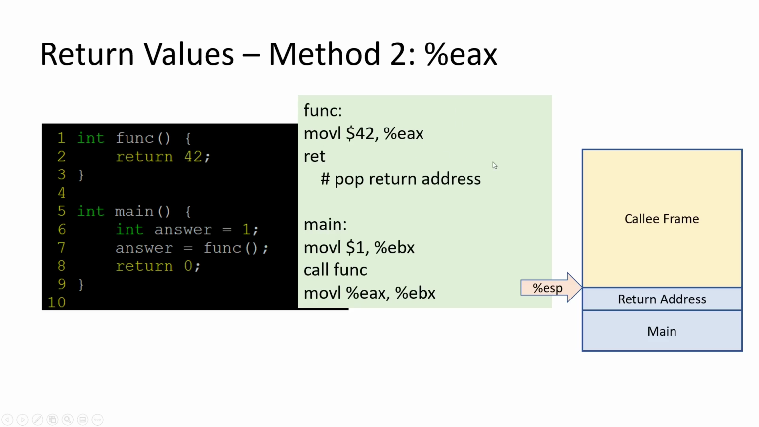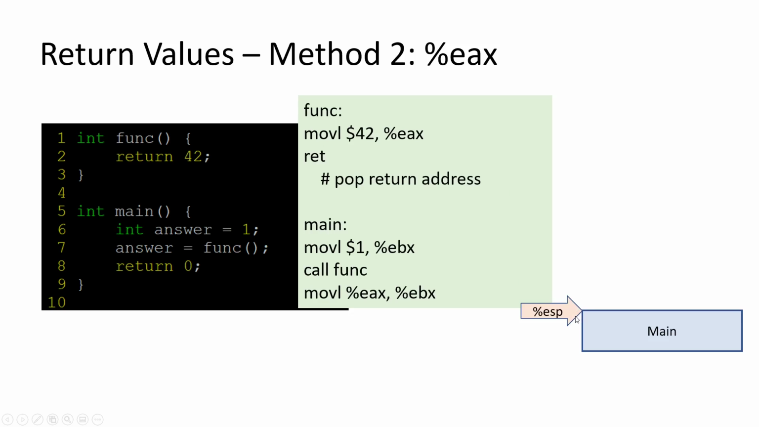So it just moves it straight in there. And then when it returns, it just pops the return value off. The stack pointer goes back to pointing at main. And then I have to deal with my result. So I move the value from the return location, EAX, into my variable. Answer is in EBX.